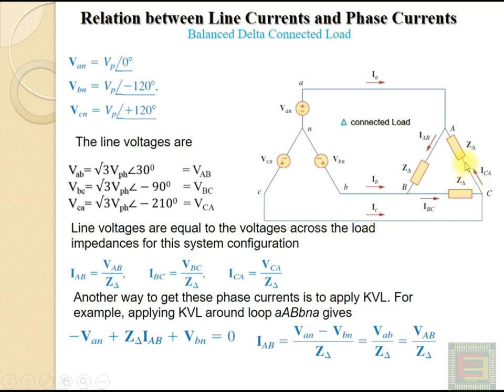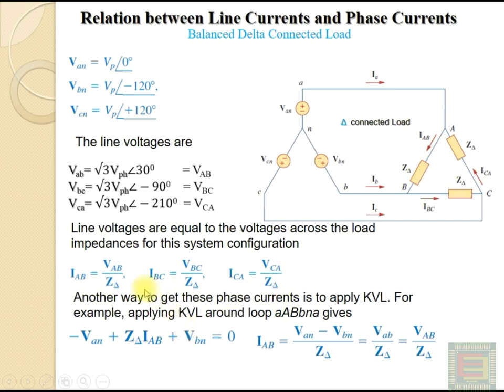Similarly, for ICA, the current is indicated like this. Here you can see that the voltage between these 2 points is VCA. And in VCA you can see that C is at a higher potential, so the current will be flowing in this direction. So if you represent all these quantities in complex form or in the vector form, you will get the complex form of the current ICA. This is a phasor, represented as a complex quantity. And by this way you can calculate the current in each phase of the delta connected load.